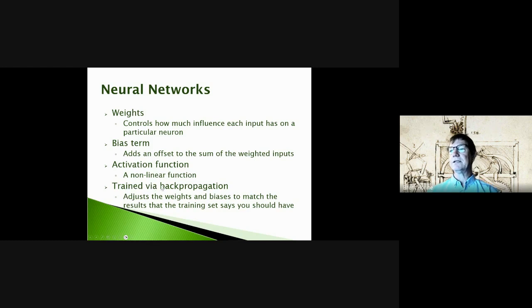We're going to train this via backpropagation. I hinted at this on an earlier slide: in supervised learning, we're comparing the outputs, coming up with some measure of how well they predict the correct outputs given the inputs, and then we're going to take that information and move it backwards through the model to try and update those parameters. So here we're adjusting the weights and biases to match the results that the train set says you should have.